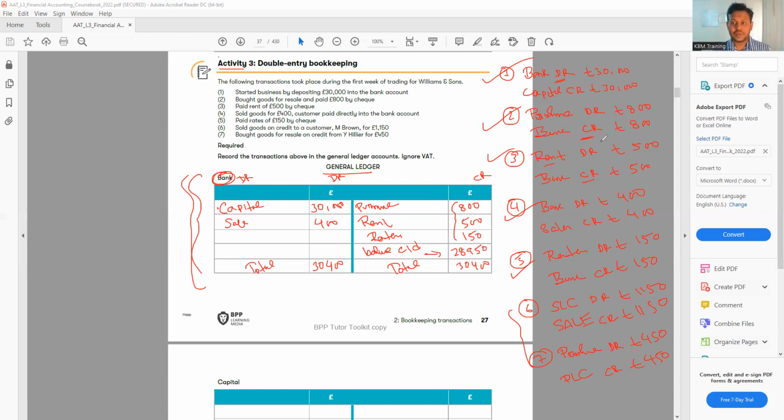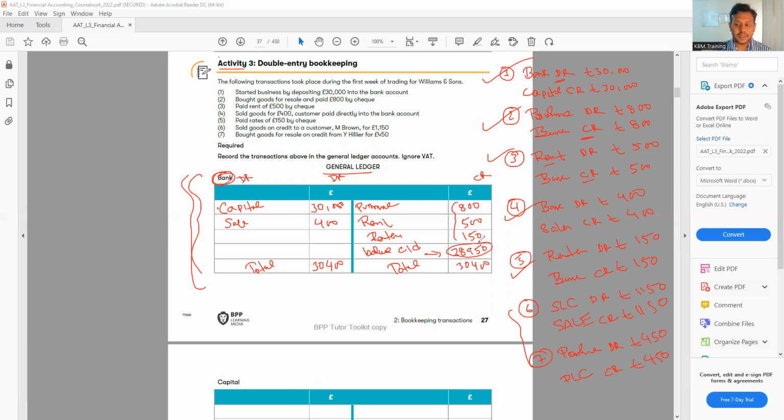So first we complete the journal into the ledger boxes. And after that, we see which side is higher. And from the higher side, we write on both sides the total. After that, we minus the lower side. And the difference we find, we called it balance CD.